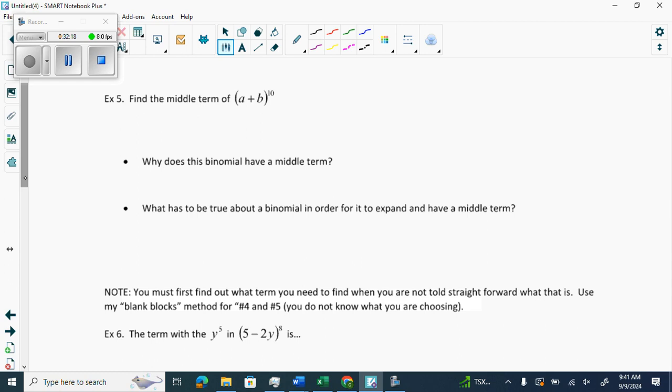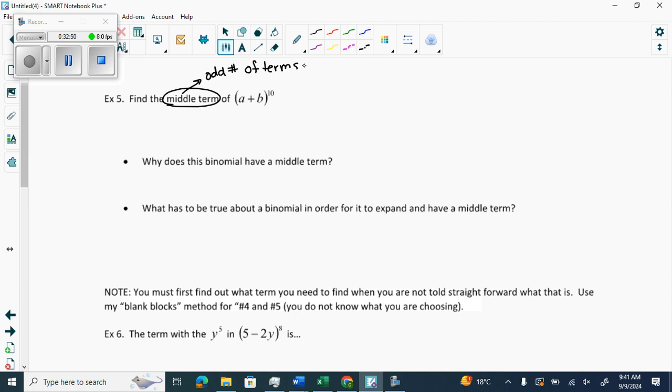We have to actually have a middle term, though. We can't have 2 and divide them up, because that doesn't work when you have A's and B's and stuff like that. Okay? So, we know that in order to have a middle term, we need to have an odd number of terms. True? How do we know this binomial has an odd number of terms? Yeah. The exponent is 10 and it's 1 more than the exponent.